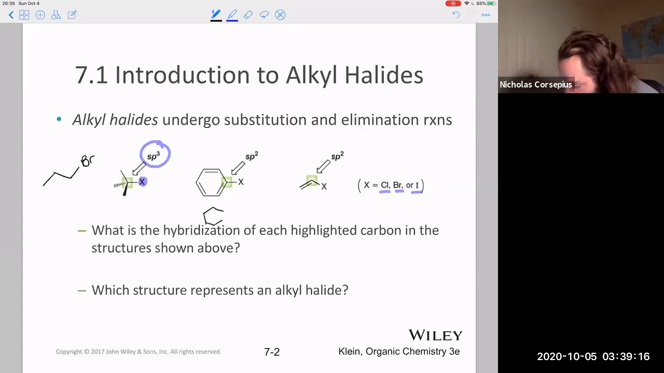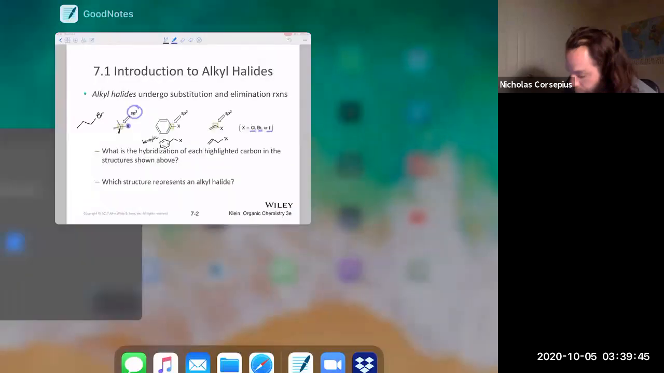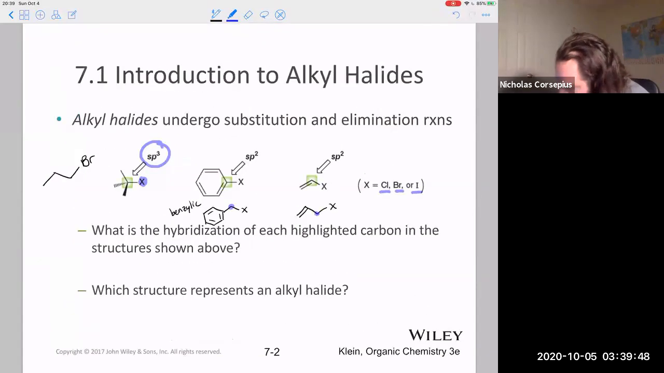So for example, if I had something like this, it would fall into this category. We will see reactions of these. This is what we would call benzylic. Likewise, if the halogen is located at the allylic position, so for example, something like this, it also is going to fall into the same category that we're talking about in this chapter. And again, the defining feature is that these halogens are bound to sp3 hybridized carbons. That's what's really important.